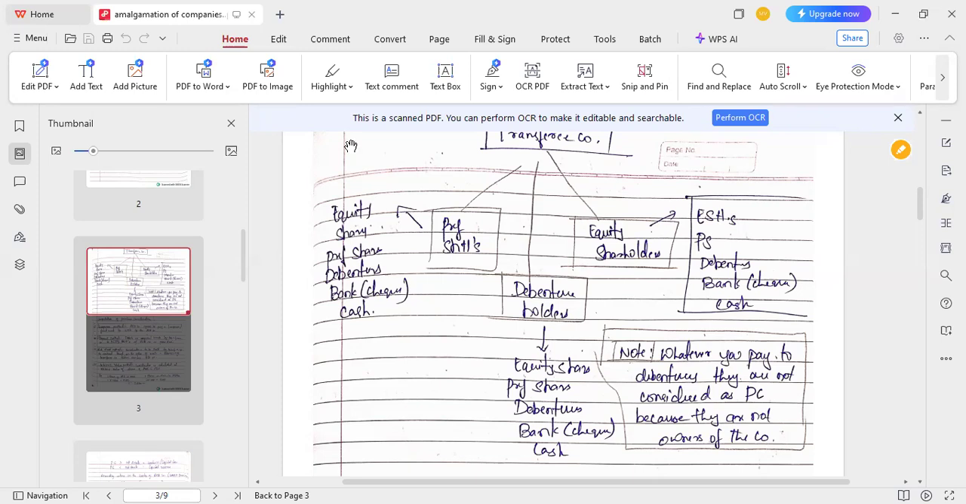Okay, in the last class, we have seen an introduction on amalgamation and we saw the differences between amalgamation, absorption, and external reconstruction.